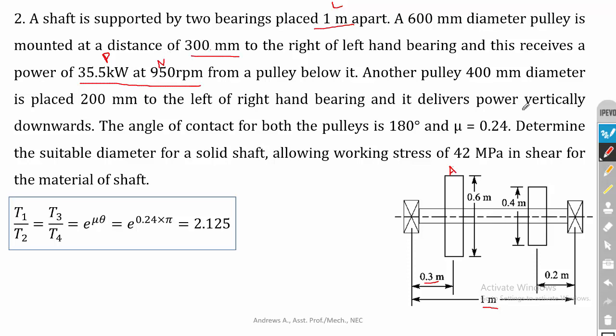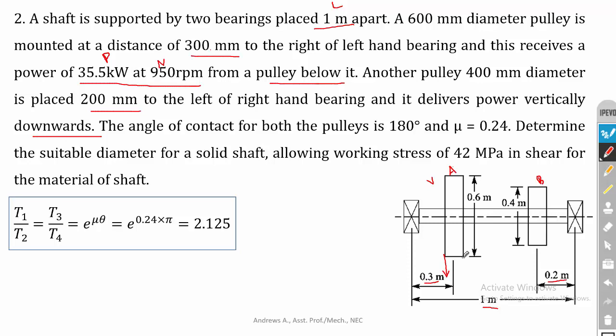Another pulley of 400 mm diameter is placed 200 mm to the left of the right hand bearing. So this is pulley B. The diameter of pulley B is given. It is placed 200 mm to the left of the right hand bearing, and it delivers power vertically downwards. So pulley A is actually receiving the power from a pulley below it. Below it means it is acting in the vertical direction. So pulley A is a vertical drive.